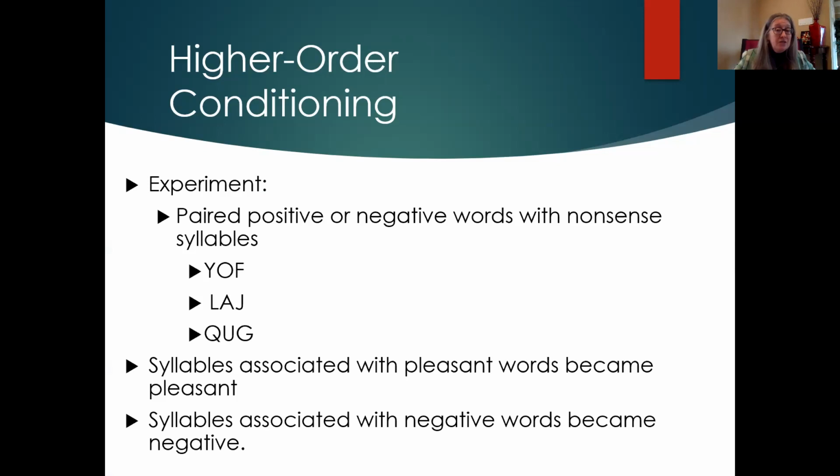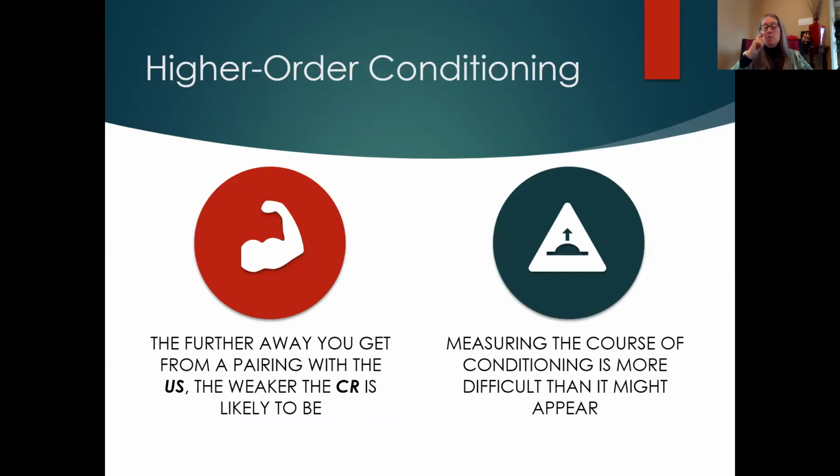Isn't this what advertisers are trying to do all the time? They're trying to get their product paired with something that gives us positive feelings, or their product is paired with something that makes us afraid, so that we'll use their product to alleviate the fear. So all through higher order conditioning. Now remember that the further away you get from pairing with the US, the weaker the CR is likely to be. And I'm sure that higher order conditioning makes it very clear how complicated this is, and how measuring and even understanding the course of conditioning is much more difficult than it might first appear.